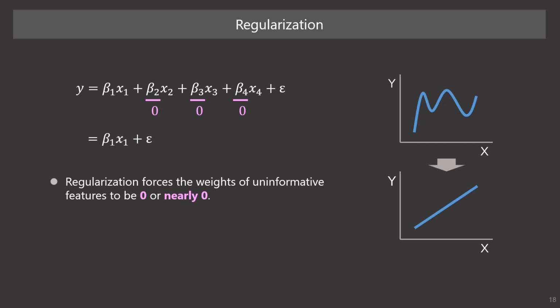Regularization forces some of the regression coefficients to be 0 or almost 0. The coefficients of less impactful independent variables will be forced to be 0 or nearly 0. By doing so, regularization simplifies the model, and thus prevents overfitting. In the deep learning use of the term, regularization forces the weights of uninformative features to be 0 or nearly 0.